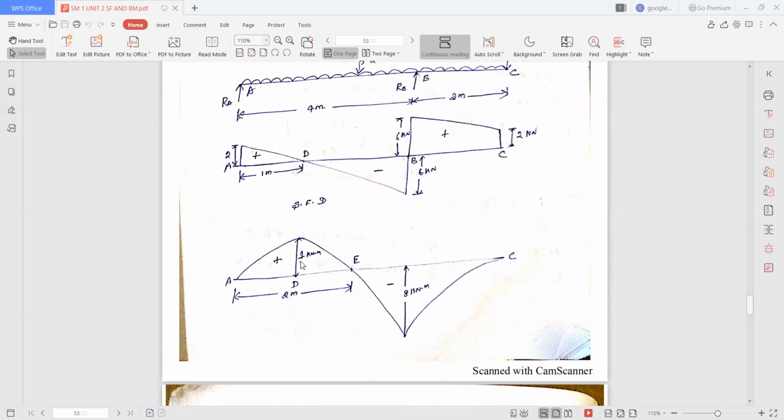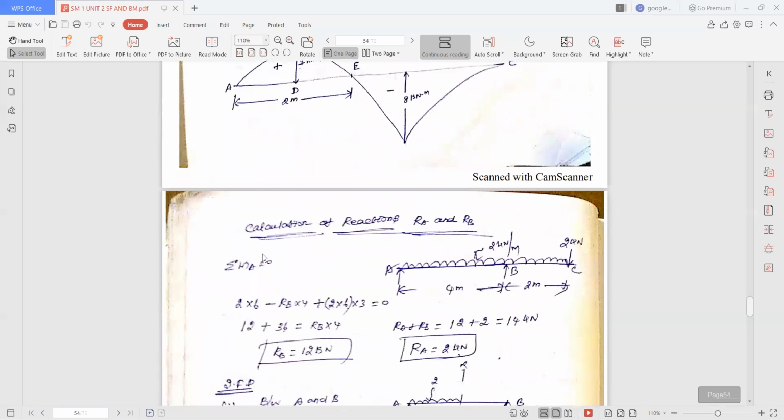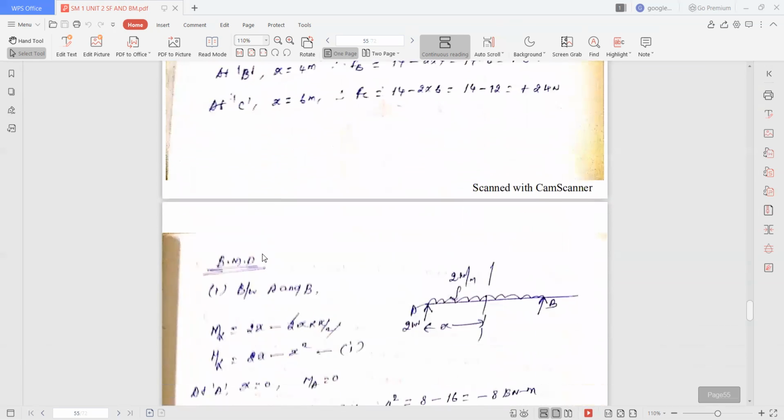Similarly, it increases parabolically, but at point D only you will get the maximum bending moment, due to the shear force being 0 at point D. Therefore, you need to find this maximum value. At this point x equal to 1 meter. So substitute here, you will get x equal to 1 meter.